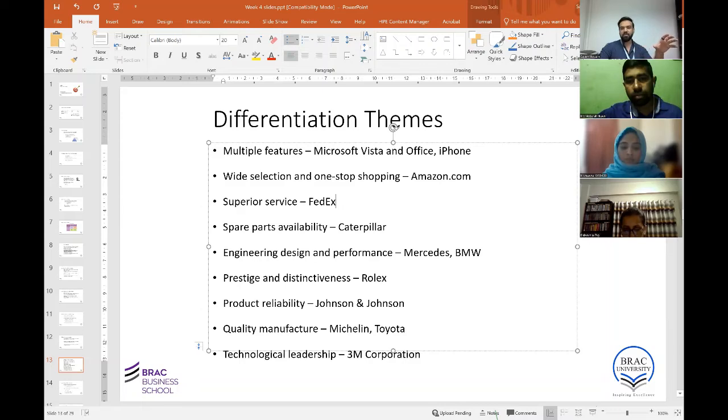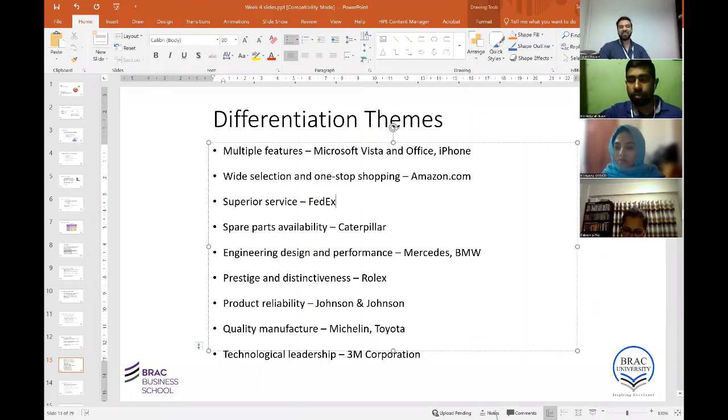If you browse Amazon's website, you'll be amazed to see what new businesses they're getting into. Superior service, like FedEx, spare parts. So these are some examples of different brands in different industries.